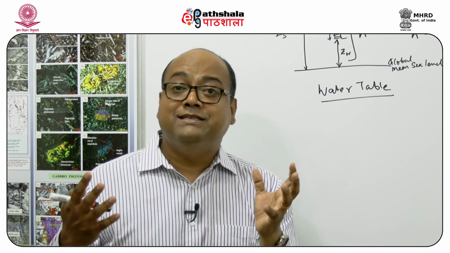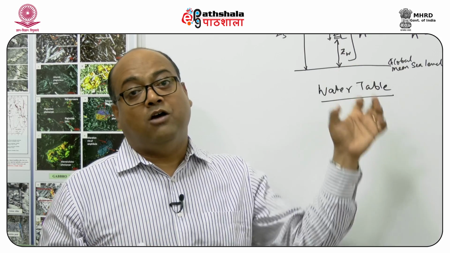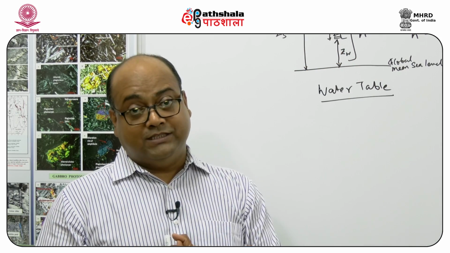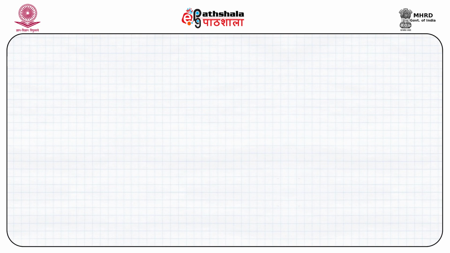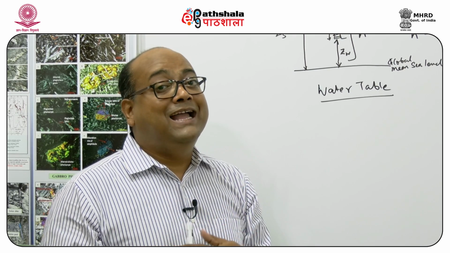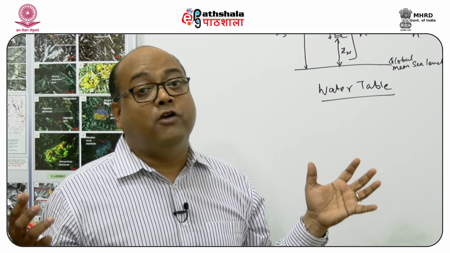And what is it dependent upon? It depends upon how much water is being drawn out and how much water is coming into the system. Okay, now this is what is basically a static water level. Now the question is, what happens when I pump out water from a well?